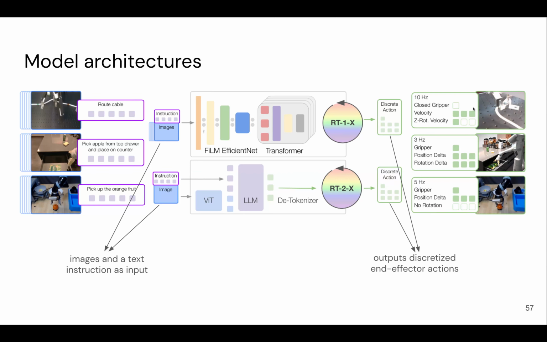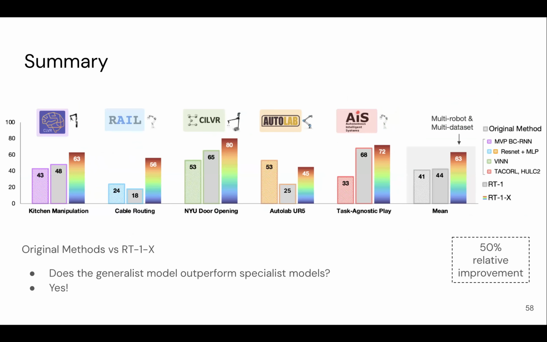So you can see on the right, each one has a different action space, a different frequency even. Some are in velocities, some are in position deltas, some are in absolute positions. And it turns out if you just normalize each robot for its range, it basically works. And if some don't have rotation, you just give it a marker token of the center token and don't output that.